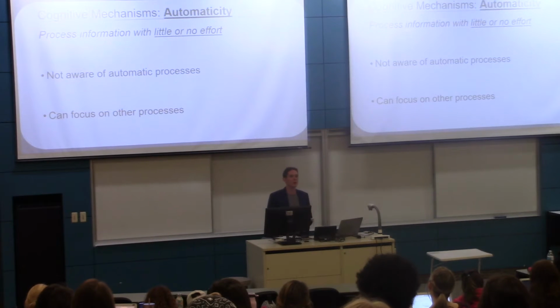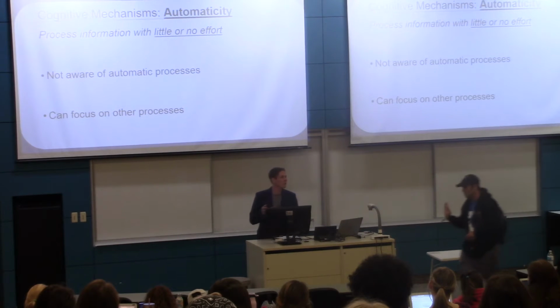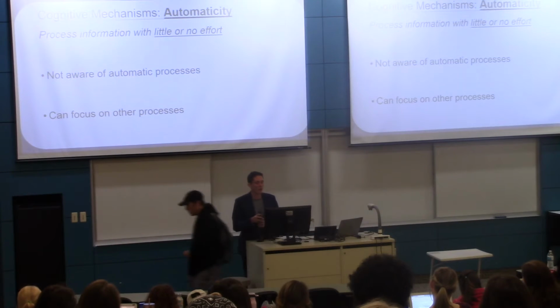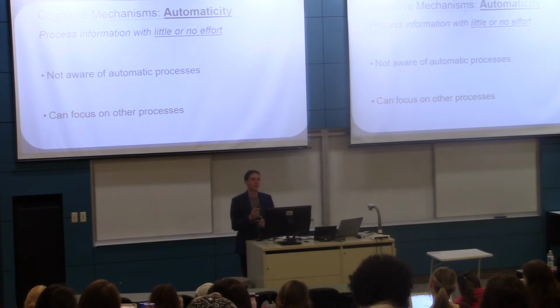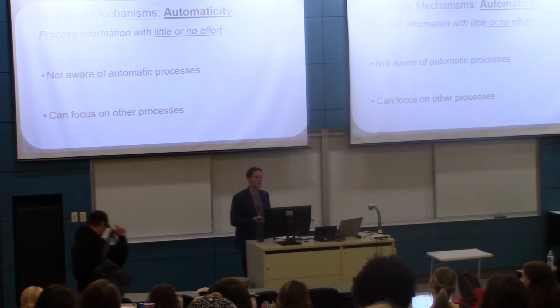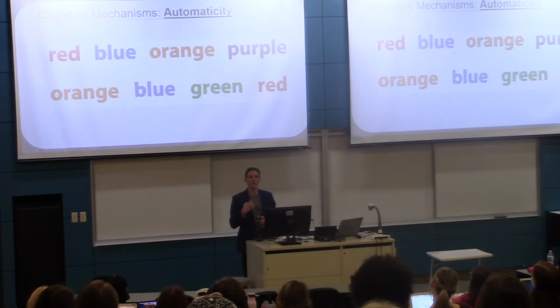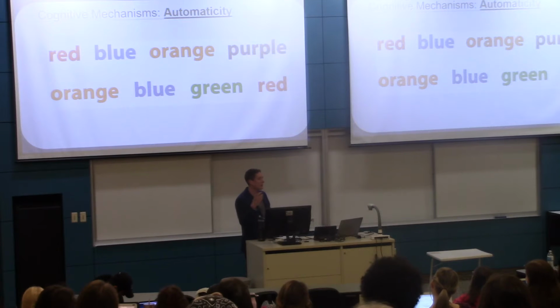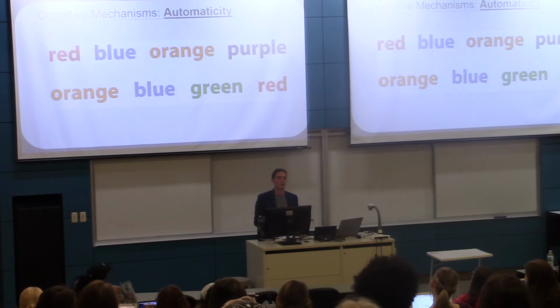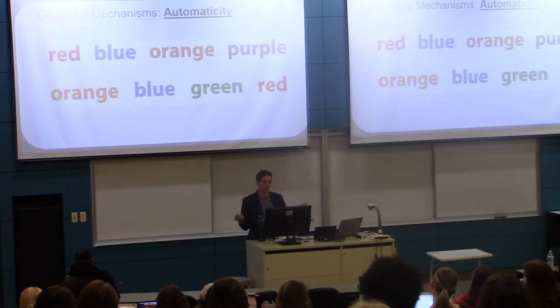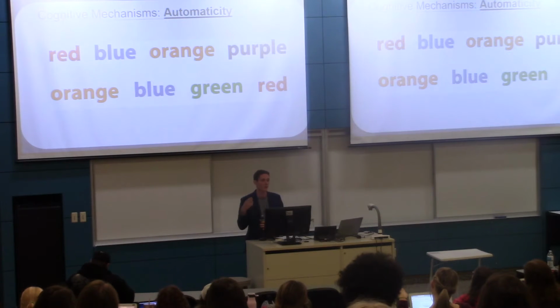So by a show of hands, who's heard of the Stroop task? Okay, cool. So this next task is just a demonstration of automaticity. What I want you to do when you look at these letters, and you can do this out loud, is read the color of the word, not what the word says. So we can start with red, and just go ahead and start right from the beginning. The color of the word. So red, blue, orange, purple, orange, blue, green, red.